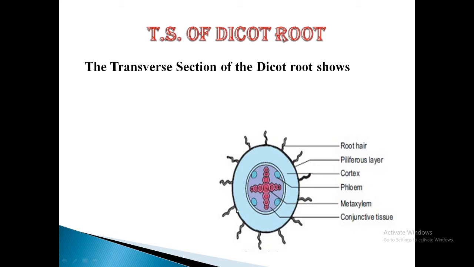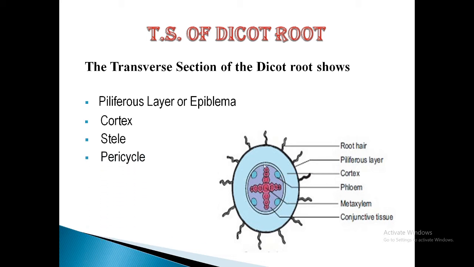So in this dicotyledonous root, the transverse section shows the outer piliferous layer, or it is called the epiblema. Then the next layer is the cortex. It is known as the cortex. Then next is the stele region. This region is known as the stellar region.